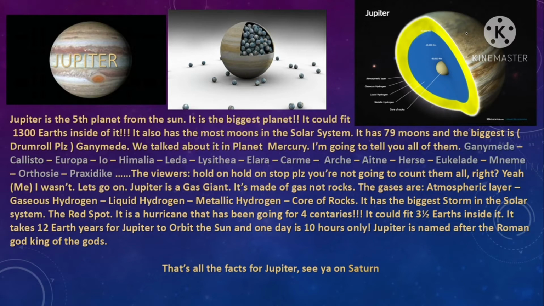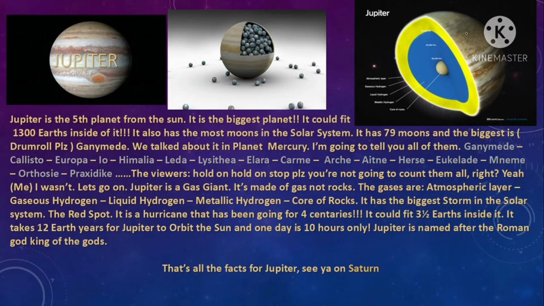Jupiter is a gas giant. It's made of gas, not rocks. The layers are atmospheric layer, gaseous hydrogen, liquid hydrogen, metallic hydrogen, and a core of rocks. It has the biggest storm in the solar system, the red spot. It's a hurricane that has been going for 4 centuries, that means 400 years.